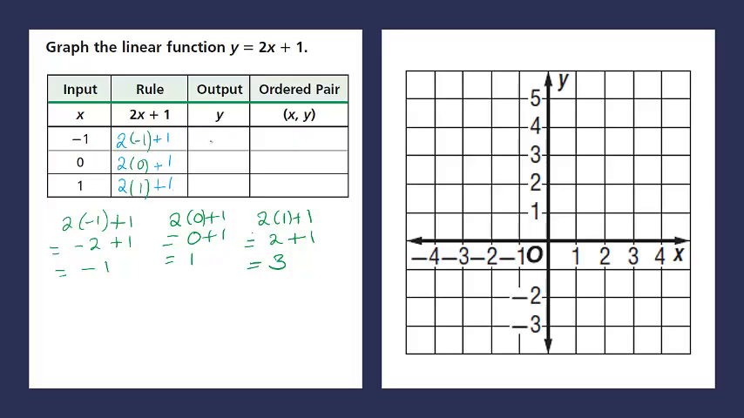My y values are minus 1, 1, and 3. My xy coordinates are going to be (minus 1, minus 1), (0, 1), and (1, 3). Now I'm going to graph it on the coordinate plane. Minus 1, minus 1, 0, 1, and 1, 3. So far this is exactly what we've been doing before, so nothing new.